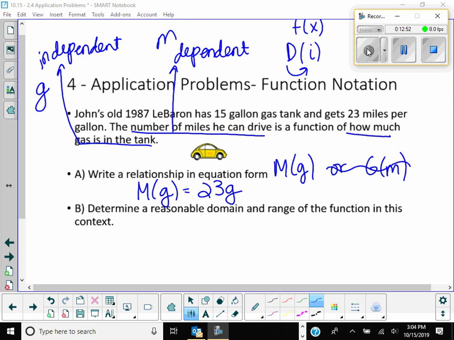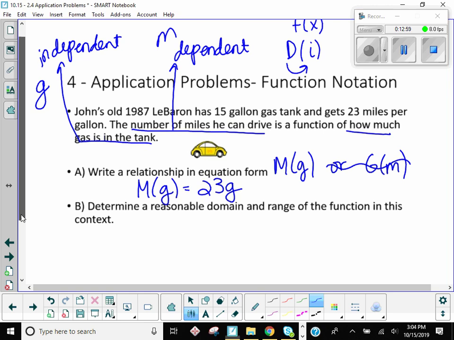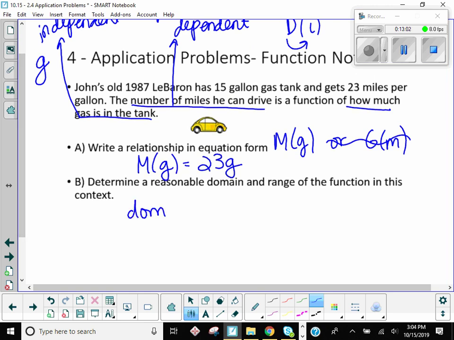And then part B says, okay, determine a reasonable domain and range in this context. Now, usually when we talk about domain, we say, oh, hey, you know what? Domain is all the x values. And we're not using x here because we're trying to make our letters represent the situation. But this is one thing that's always true about domain. It's always the independent information. Which letter did we use for independent stuff? The G, okay.